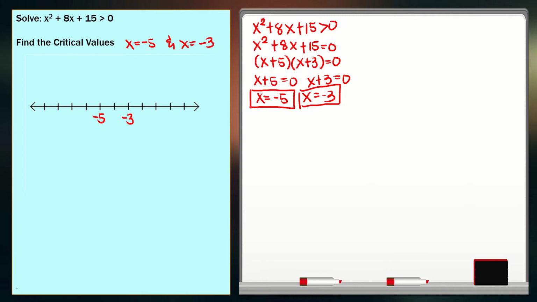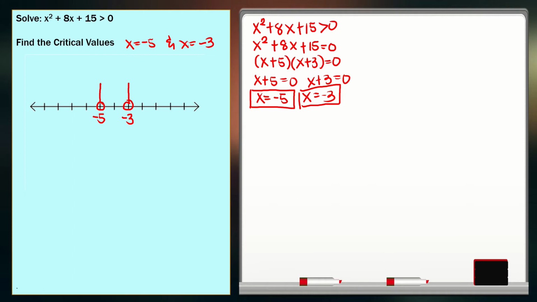Note that hollow circles are used in the graph to show that these two are not part of the solution set, since we're using greater than. So I will use hollow circles. Next step is we're going to test a number from each interval against the inequality.